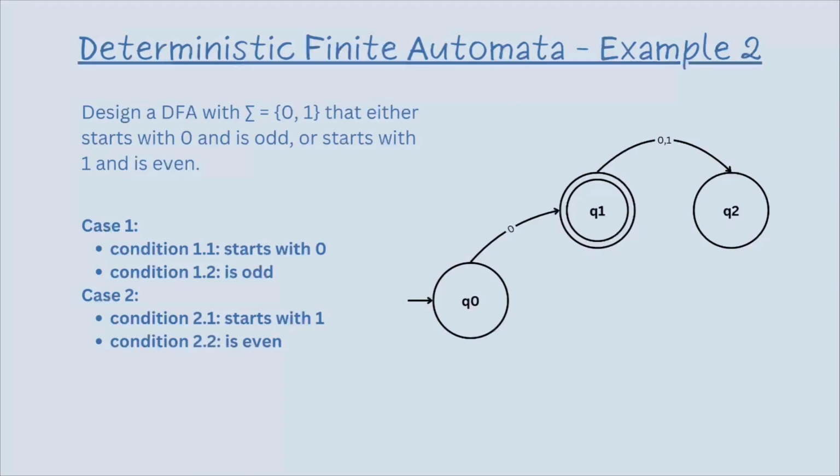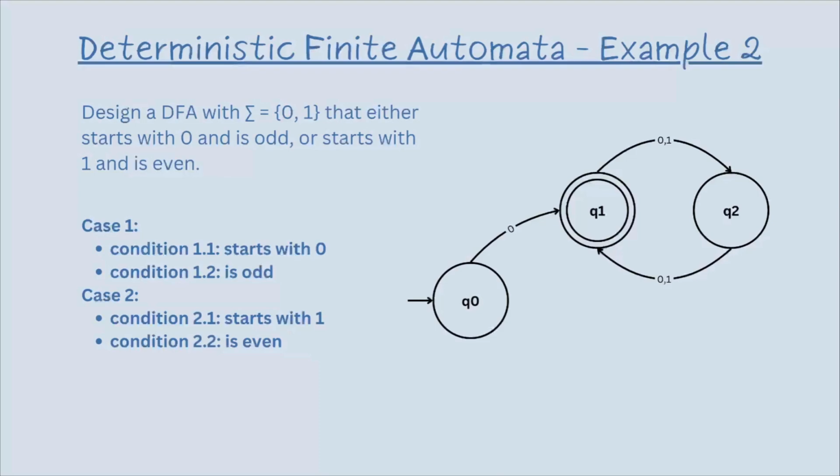And from Q2, if you read another character, again, regardless of whether it's 0 or 1, then the length of the string will be odd again. So you will move back to Q1. And Q1 is an accept state because it represents the string starting with 0 and the string being odd. And with that, we have a full representation for case 1.